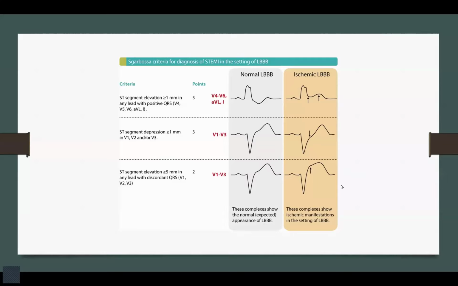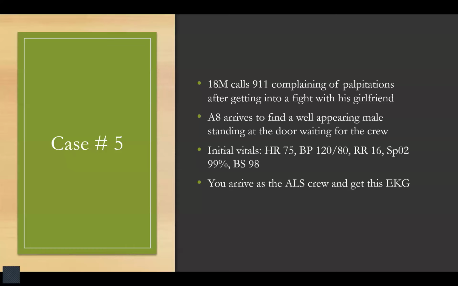All right. So we're looking at ST segment elevation. The final one is worth 2 points: ST segment elevation greater than 5 millimeters in any lead with a discordant QRS. This is actually pretty easy to find. If we look at the gray box on the bottom, that is predominantly negative, and then that T wave and ST segment is predominantly positive. What they're saying for Scarbosa is we're still going to have that elevation, but now we want greater than 5 millimeters in any lead with that negative QRS. This is good. We're going through all the stuff.